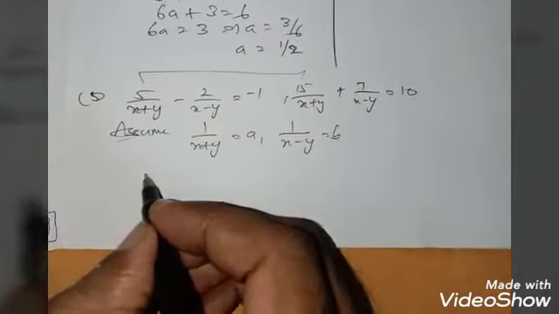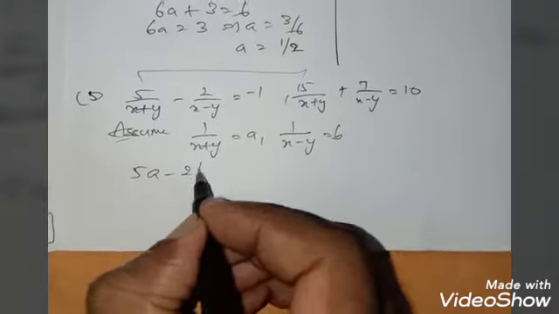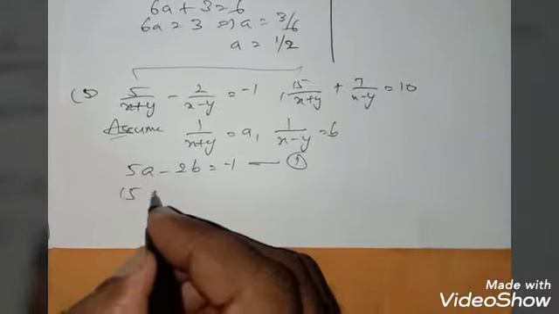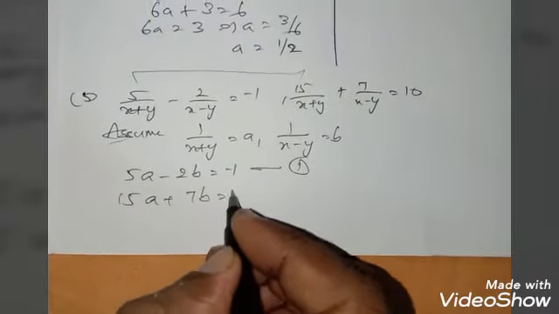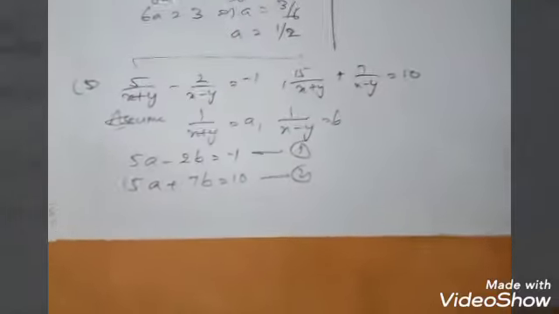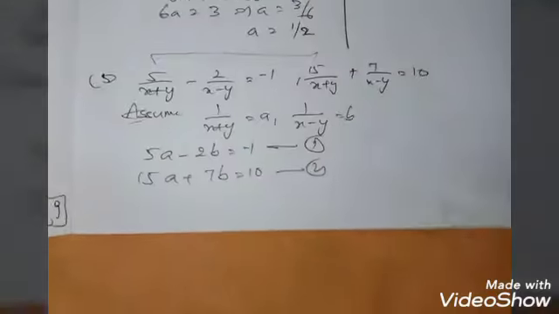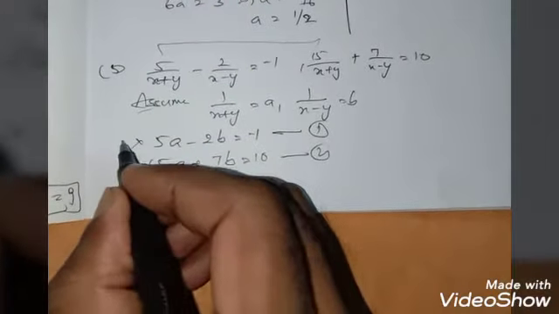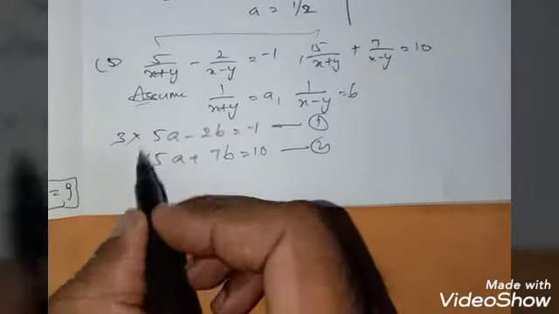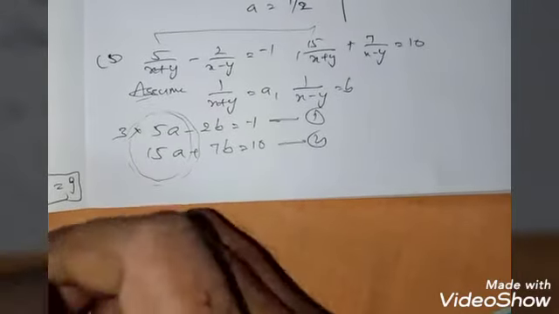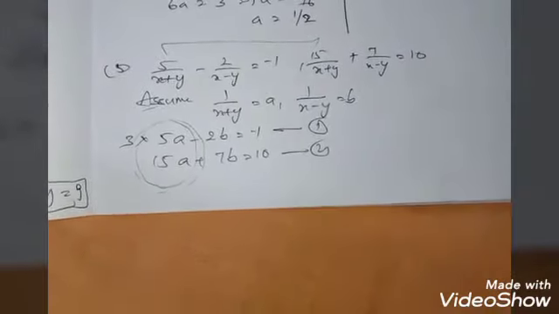Right, and if I assume this, you will get 5a minus 2b is equal to minus 1 as the first equation, and 15a plus 7b is equal to 10 as your second equation. So after getting these two equations, what we have to do here is multiply. If I multiply 3 in this, my variable of a will be equal to each other. Right. Now how to find this?